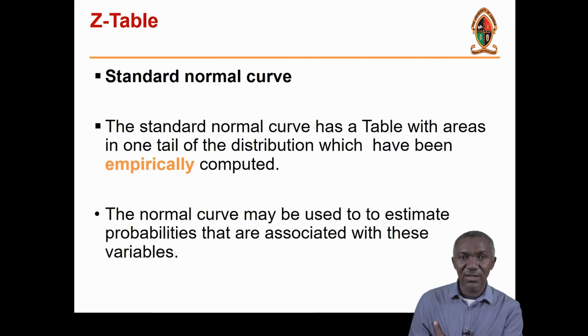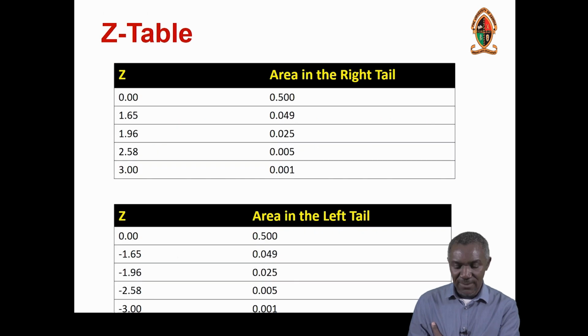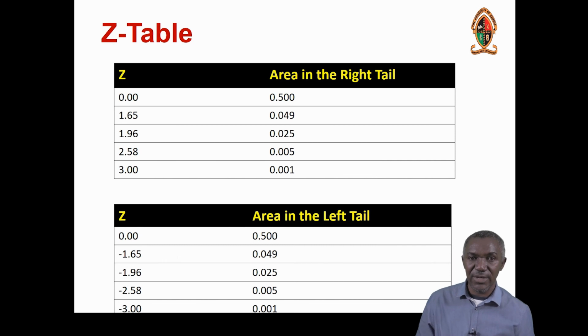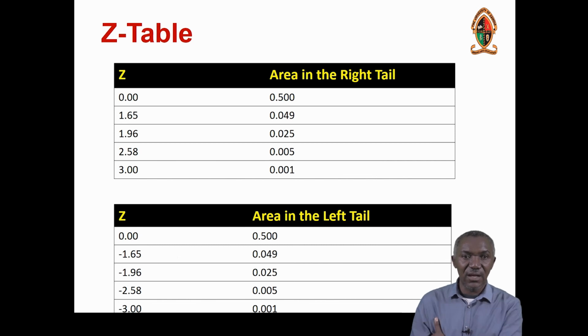So the Z table makes it easier for us to calculate this kind of thing. It's the table that I was just showing you, and it can be used as long as the distribution is normally distributed. So if the Z-score is 0, then the area to the right of the curve is 0.5, because the total area under the curve is 1.